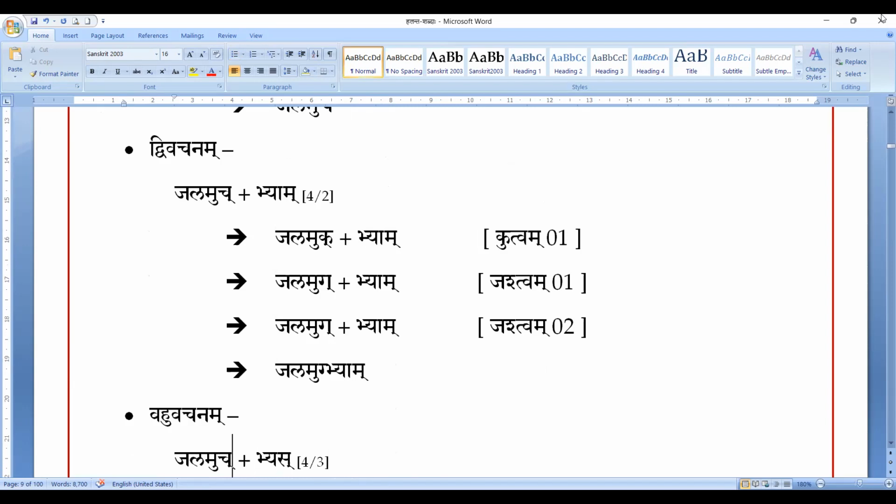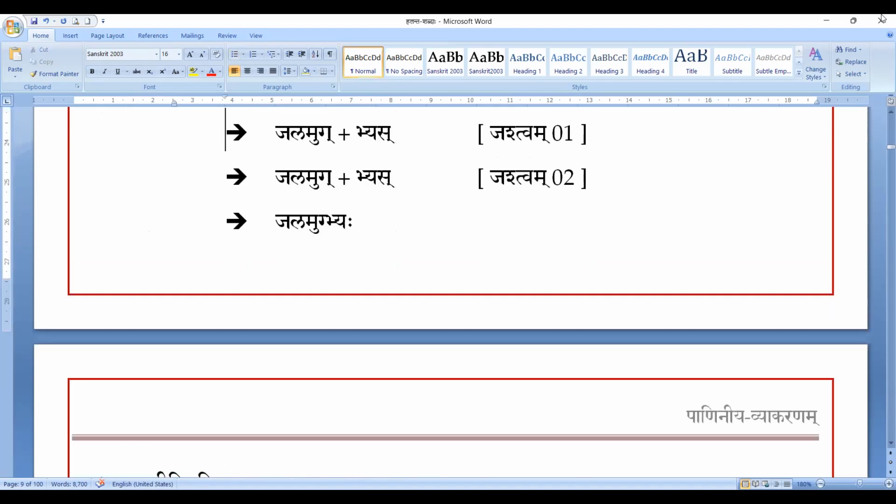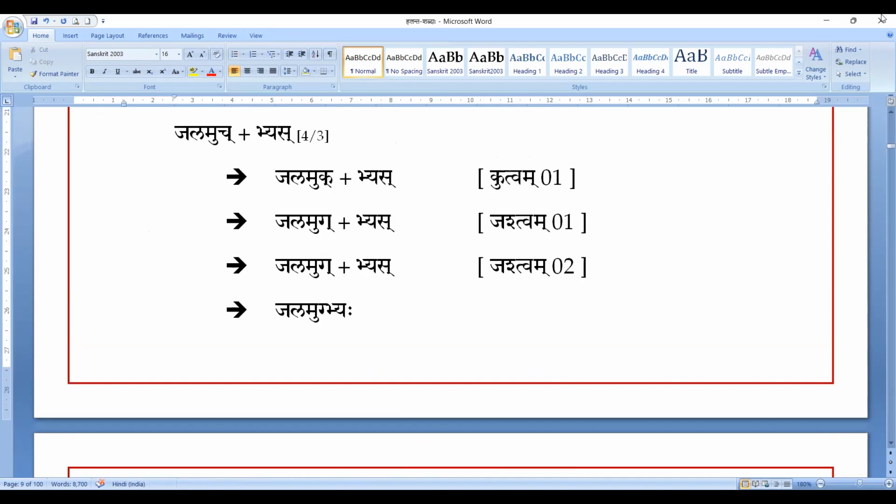Jalamuch enjoys Sanya. Padam. Therefore apply. What will you get? Kutvam. Jalamugbhyah. Kutvam. Finally you get Jalamugbhyah. Kutvam, Jashtva number 1, Jashtva number 2.